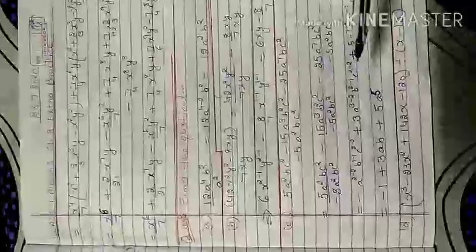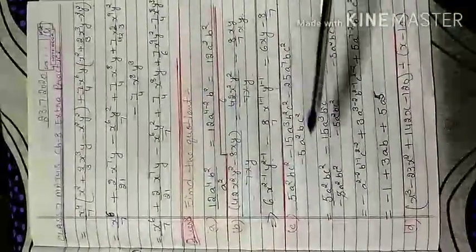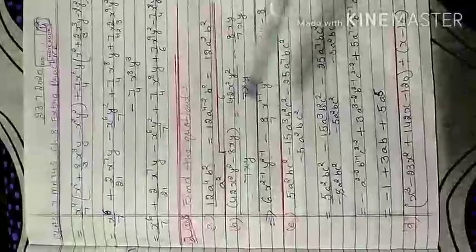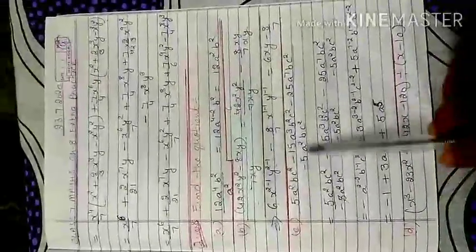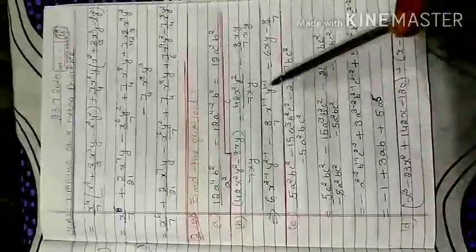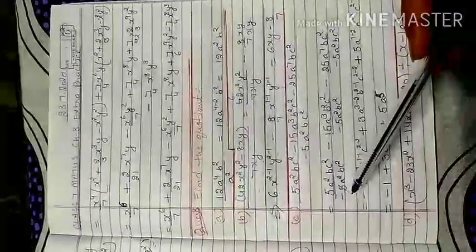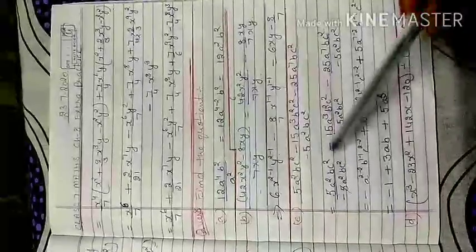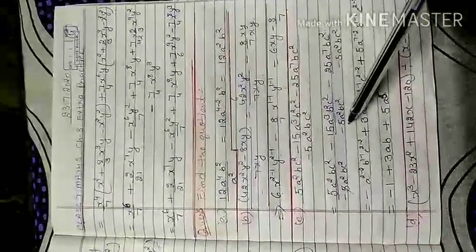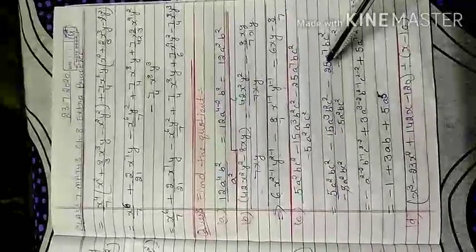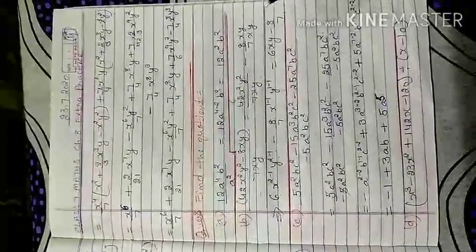Similarly in C also, now here 3 terms are there and a common denominator is there, minus 5a^2bc^2. So what you will do is first separate this denominator with all the different terms: first term 5a^2bc^2 divided by minus 5a^2bc^2, minus 15a^3b^2c^2 over minus 5a^2bc^2, minus 25a^7bc^2 over minus 5a^2bc^2.